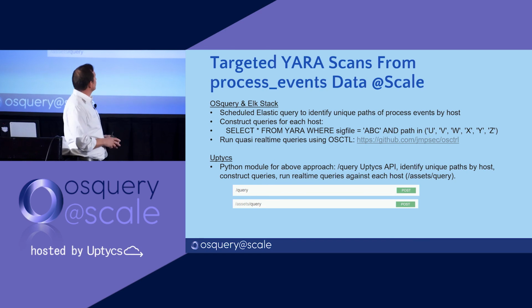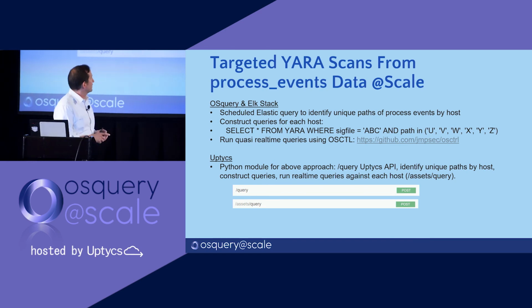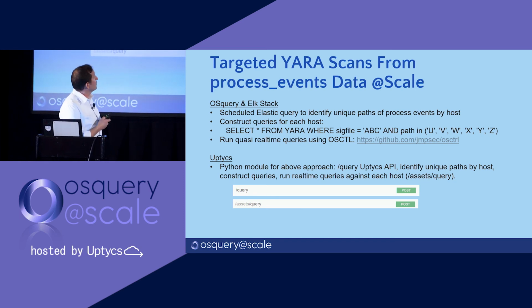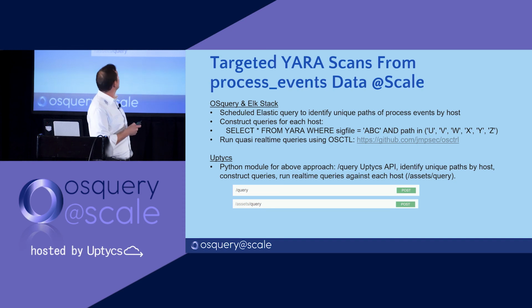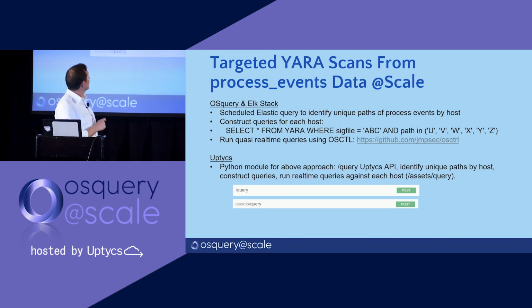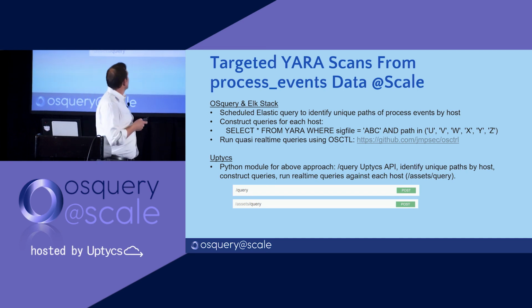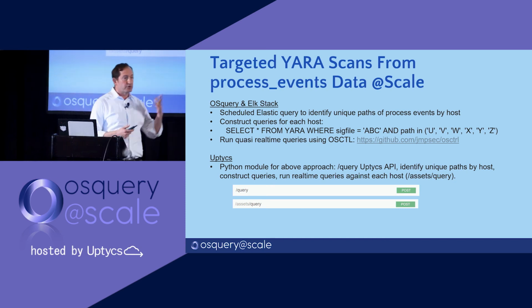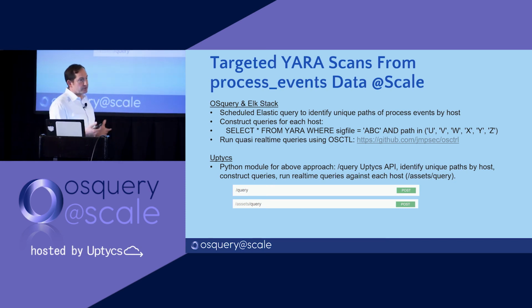But what happens if you're really running at scale? You've got thousands of assets. If you're running something like an ELK stack, well, very simple process. You could basically run a query to get all of the distinct process events and then construct the queries like we talked about. Select star from YARA where the path is in those distinct values, and then use something like Javier's osctrl and execute those real-time queries from a centralized environment.